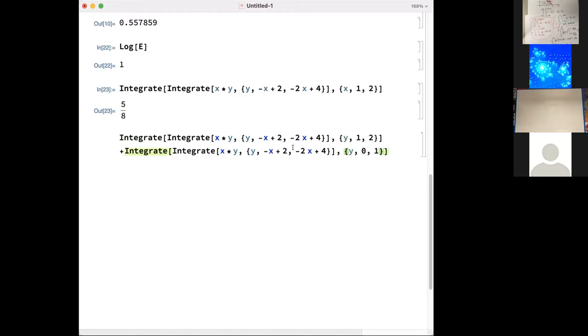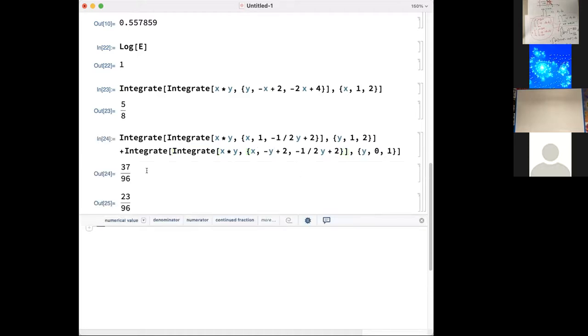And I have to do my x limits on the inside. And the first x limits were 1 to minus 1/2 y plus 2. And the second x limits were x equals minus y plus 2. There. So this is writing it as the two double integrals.